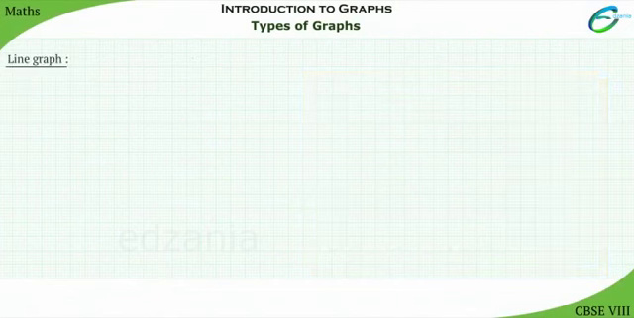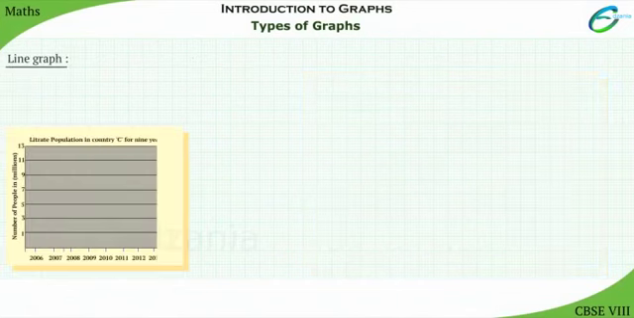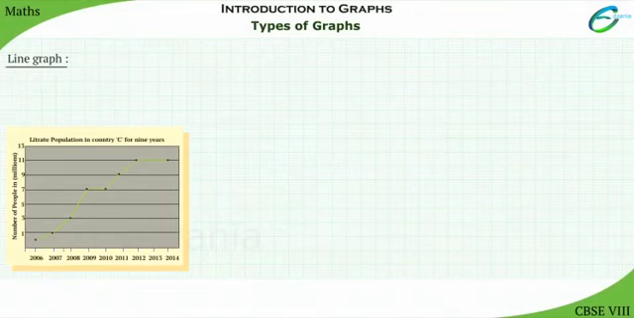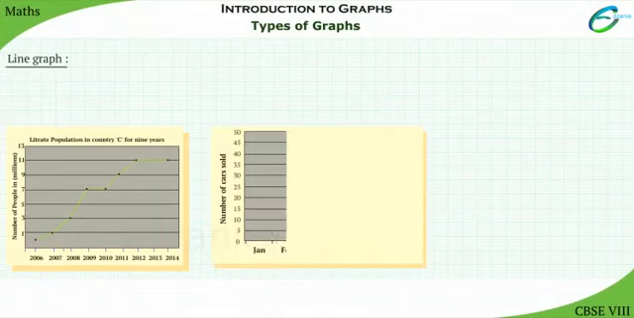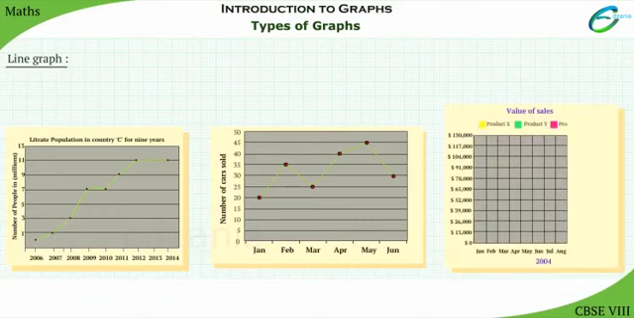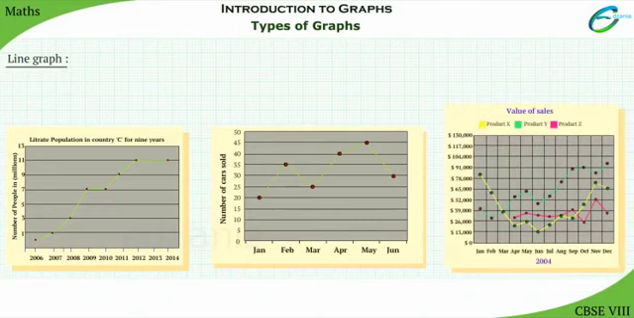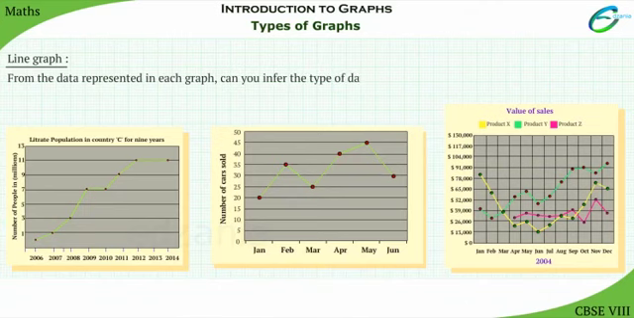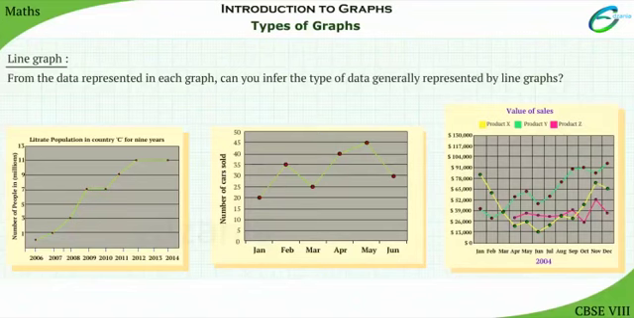Line graph. Here we have a few graphs. These are called line graphs. From the data represented in each graph, can you infer the type of data generally represented by line graphs? Each graph shows a trend followed in successive years.